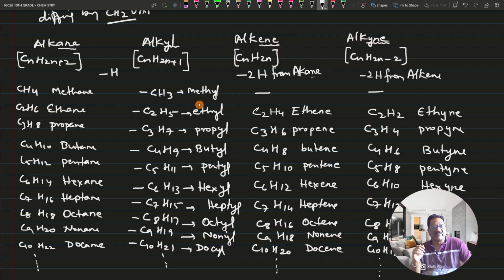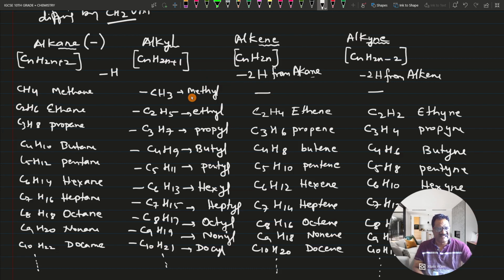What you have to remember is the general formula of each family and how they are connected. From alkane, how you get alkyl; from alkane, how you get alkene; from alkene, how you get alkyne. These are the things that you should know very well. Another big thing that you should remember is that alkanes will always have carbon-carbon single bonds. Alkyls will not be stable, because one of the hydrogens is removed from it and its place will be taken by some other element.